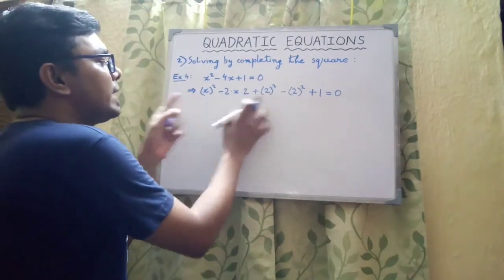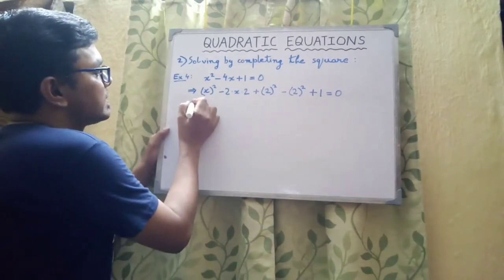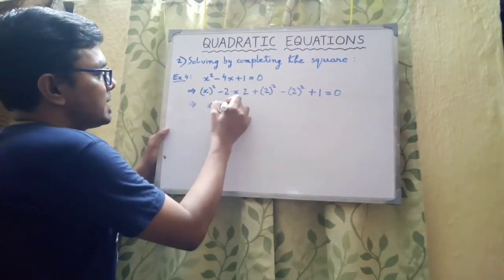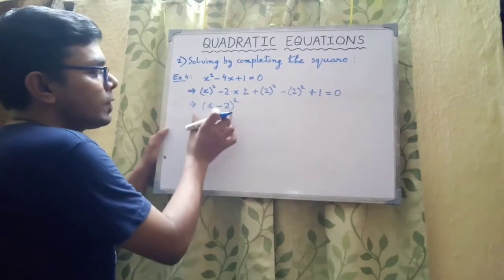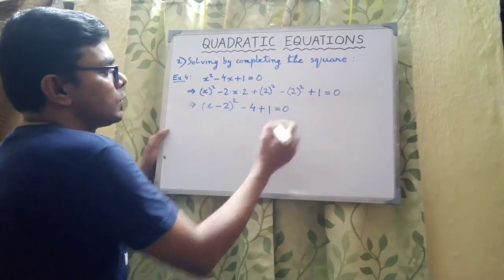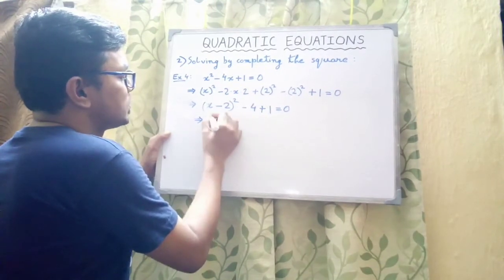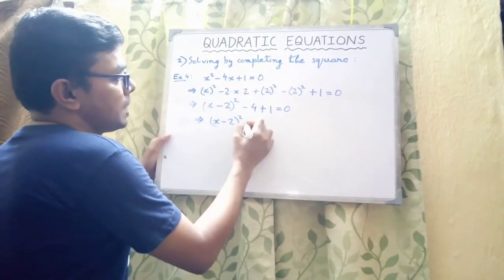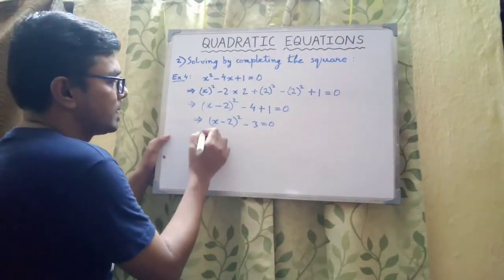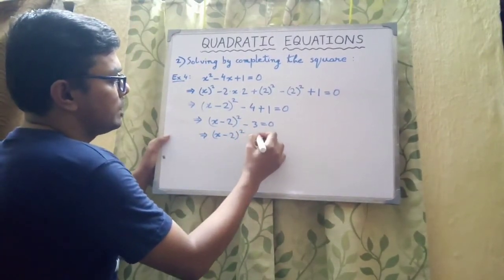So that we can get from these first 3 terms the a minus b whole square form, that is x square minus 2 into x into 2 plus 2 square, that is x minus 2 whole squared. So we have got a whole square over here, minus 4 plus 1 equals to 0. Implies that x minus 2 whole squared minus 3 equals to 0. Minus 4 plus 1 gives us minus 3. Implies that x minus 2 whole squared equals to plus 3.